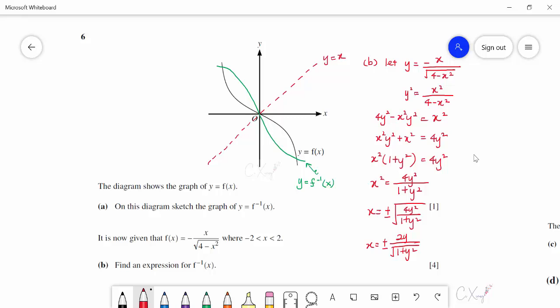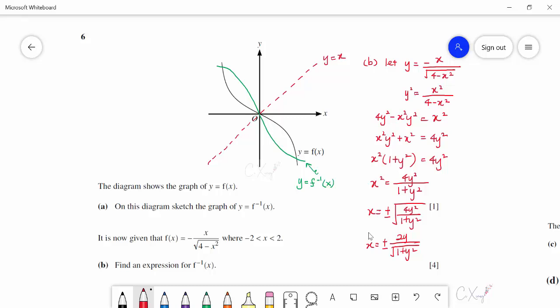Okay, then now I want to decide which is the correct inverse function, because for this step, we actually have two answers. The first one will be positive 2y over square root, then another answer will be negative 2y over square root 1 plus y squared. So how am I going to decide which is the correct function that I should select as the final answer?